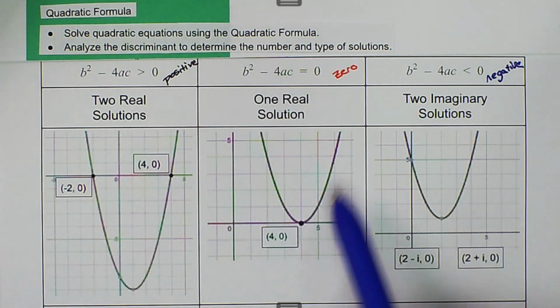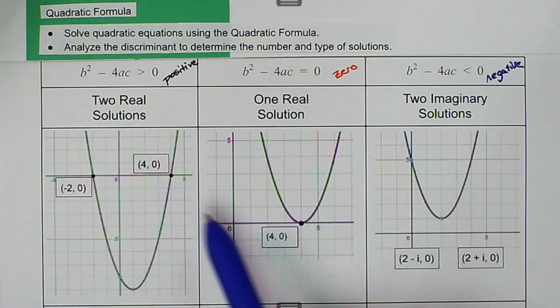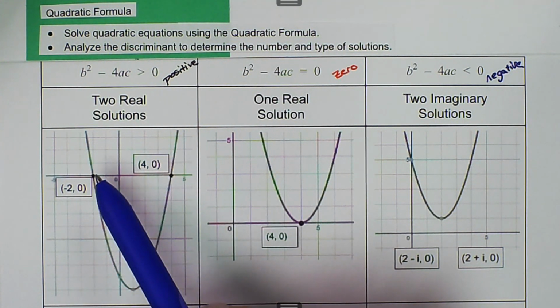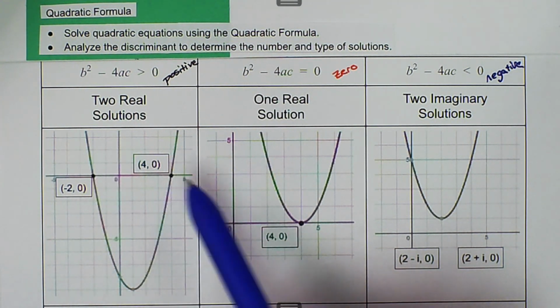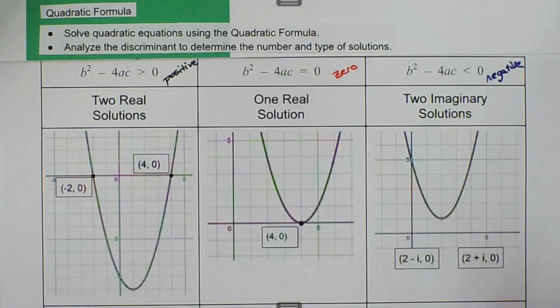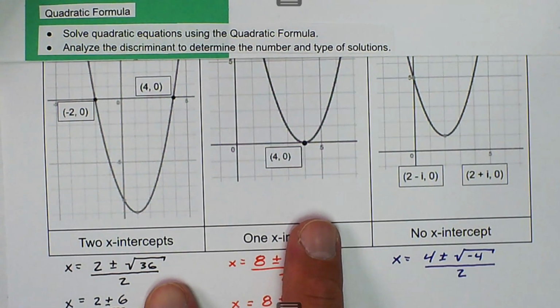So here with 0, we see that it touches just once. We have a multiplicity of 2 or a double root there. Here we have 2 real solutions, each with a multiplicity of 1 because it crosses twice. Here we have 2 imaginary solutions or no real solution, no x-intercept. And we'll take a look at what that looks like.